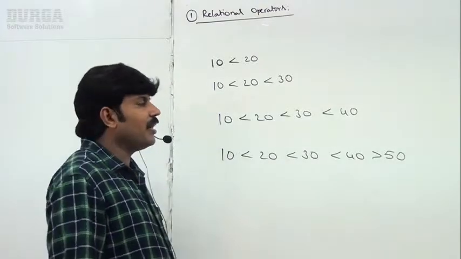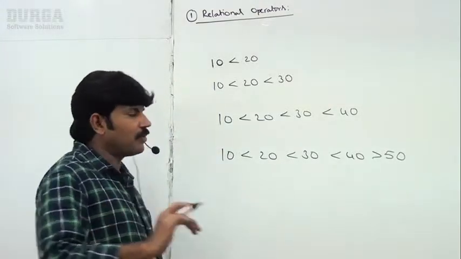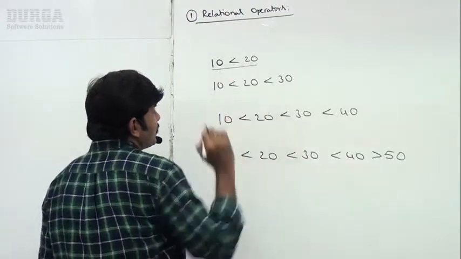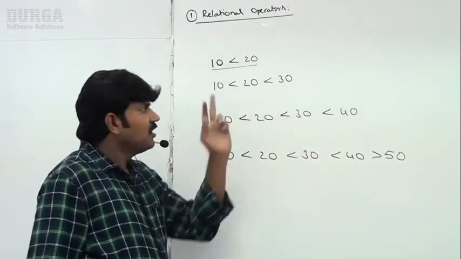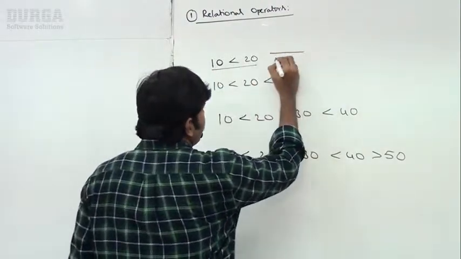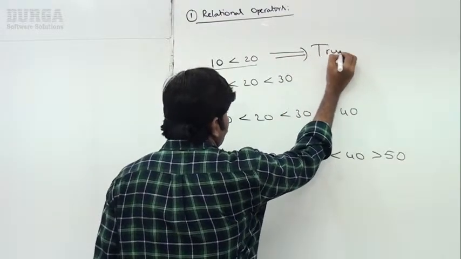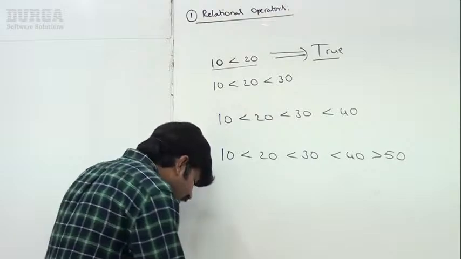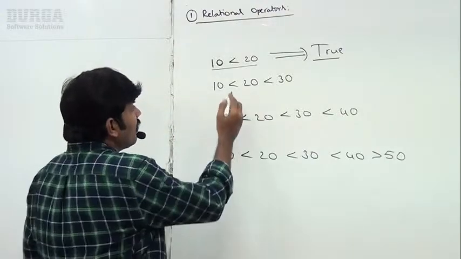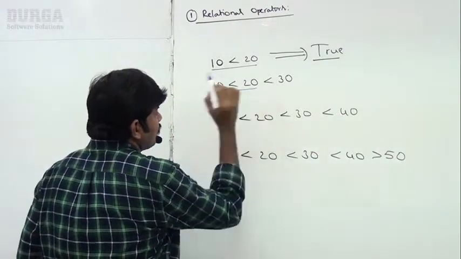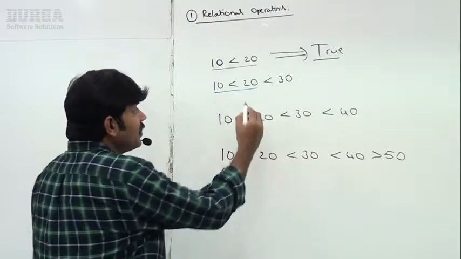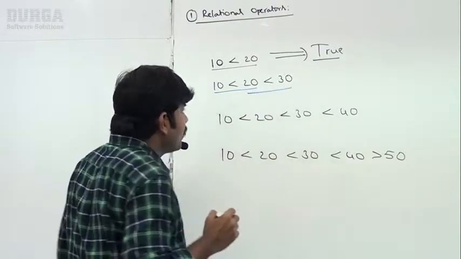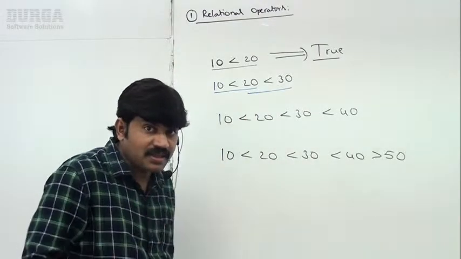What answer are we going to get? How does it behave? Very simple. Here, how many comparisons are there? Only one comparison, 10 less than 20. Perfect. The answer is true. Next, how many comparisons are there? One comparison is 10 less than 20. Another comparison is 20 less than 30.